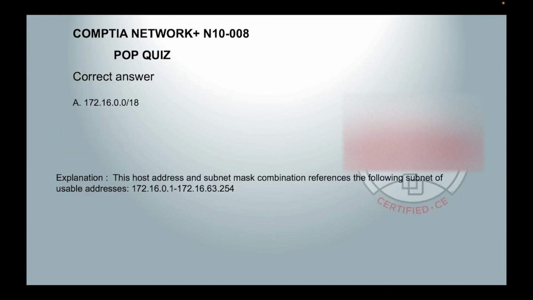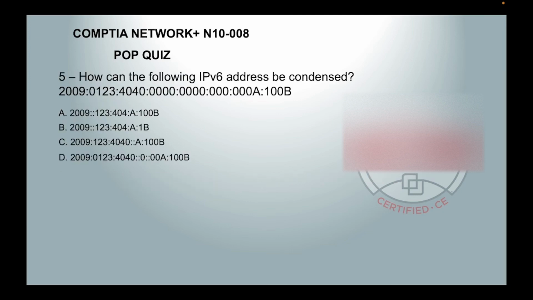Correct answer is A, 172.16.0.0/18. This host address and subnet mask combination references the following subnet of usable addresses: 172.16.0.1 and 172.16.63.254.